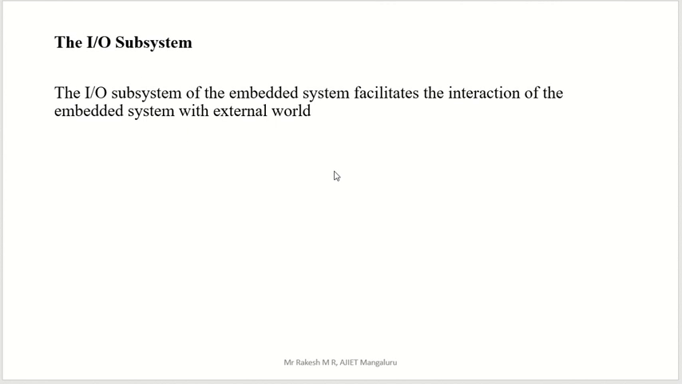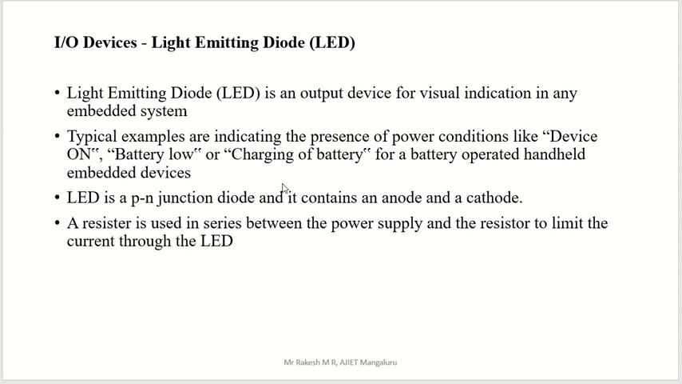What are the different input output devices we are using in this embedded system? That we are going to see one by one. The first device we are using is the light emitting diode, LED. About LEDs we already saw in the previous semester in detail. We discussed with some video lectures, also some animations. Light emitting diode is an output device for visual indication in an embedded system. That you know why we are using LED, for visual indication. Again, is this an input device or output device? Actually this is an output device.